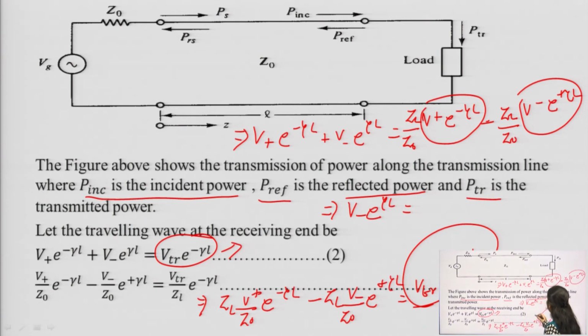So, let us do this. What will happen here? When we take the common, what is going to happen here? V plus e to the power minus gamma L. I am taking the common here in the LHS. So, what do we have?